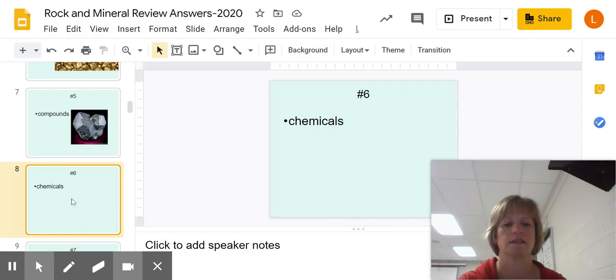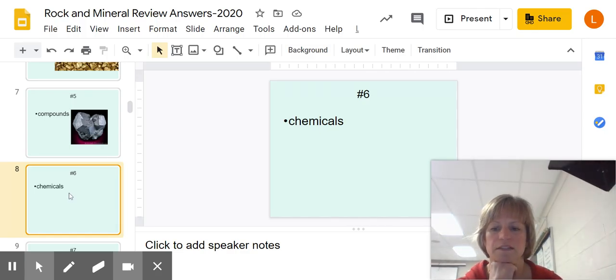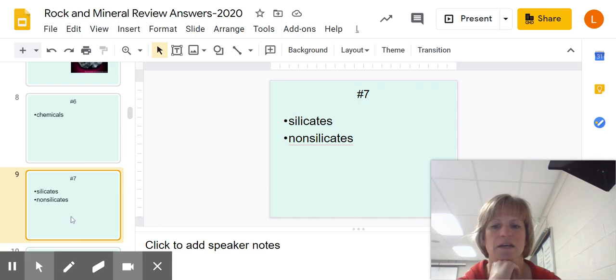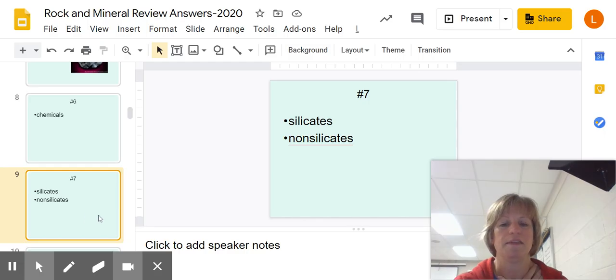The answer to number 6 is chemicals. Minerals are classified by their chemistry into these 2 groups that you should remember from the past, called silicates and non-silicates. And so when we think of the chemistry of a mineral, there are actually some chemical possibilities.